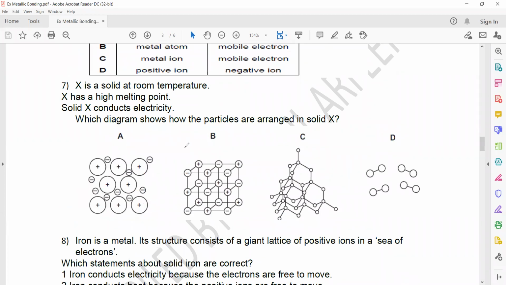Substance X is solid at room temperature. It has a high melting point, and solid X conducts electricity. So all these are properties of a metal. When we work out, B is the ionic structure, C is a giant covalent structure, D is a simple covalent structure. And what about A? A is the structure of a metal, which has positive ions and a sea of electrons. That's why A is the right answer.